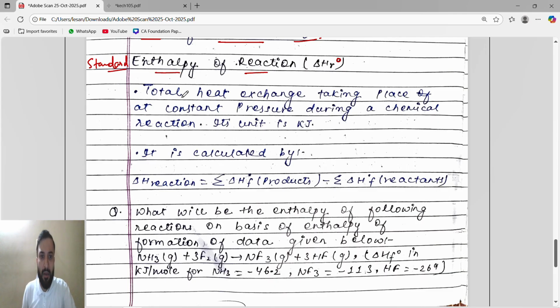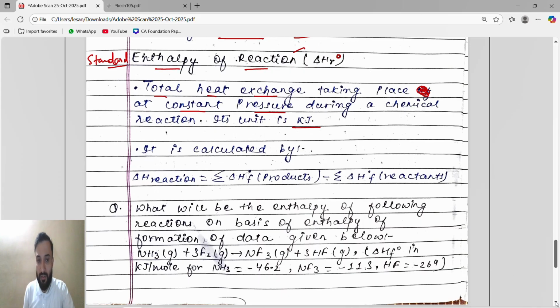Okay, so enthalpy means total heat exchange. Total heat exchange means either it will release or it will absorb. Exchange means between system and surroundings. So the total heat exchange taking place at constant pressure, everything will happen at constant pressure, during a chemical reaction, because it is enthalpy of reaction. Its unit is kilojoule.